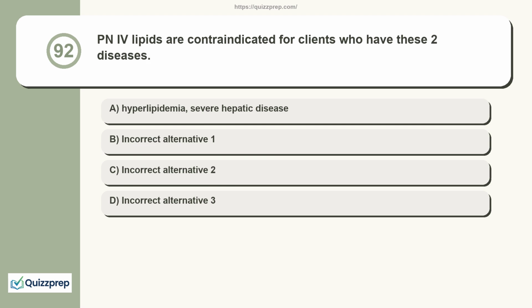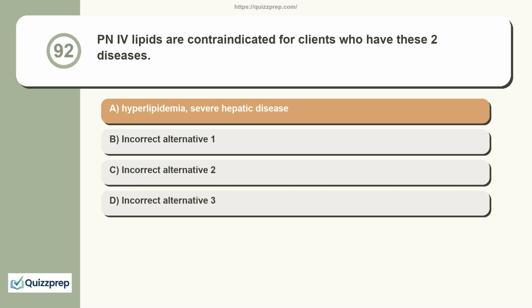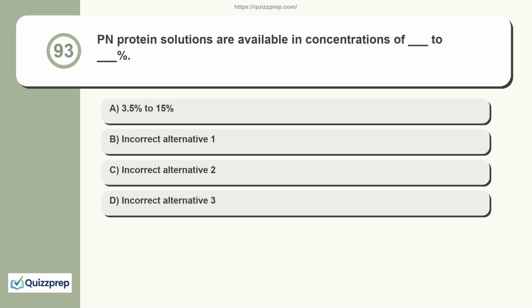Question 92. PN lipids are contraindicated for clients who have these two diseases: hyperlipidemia, severe hepatic disease. Question 93. PN protein solutions are available in concentrations of 3.5% to 15%.